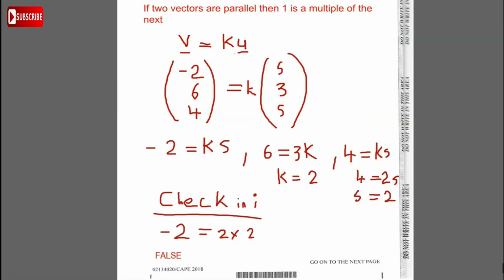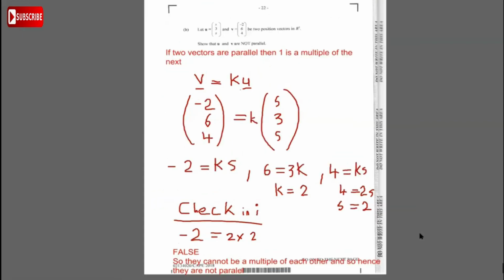And so they cannot be a multiple of each other, and hence they are not parallel. That's the easiest way to prove that they are not parallel.